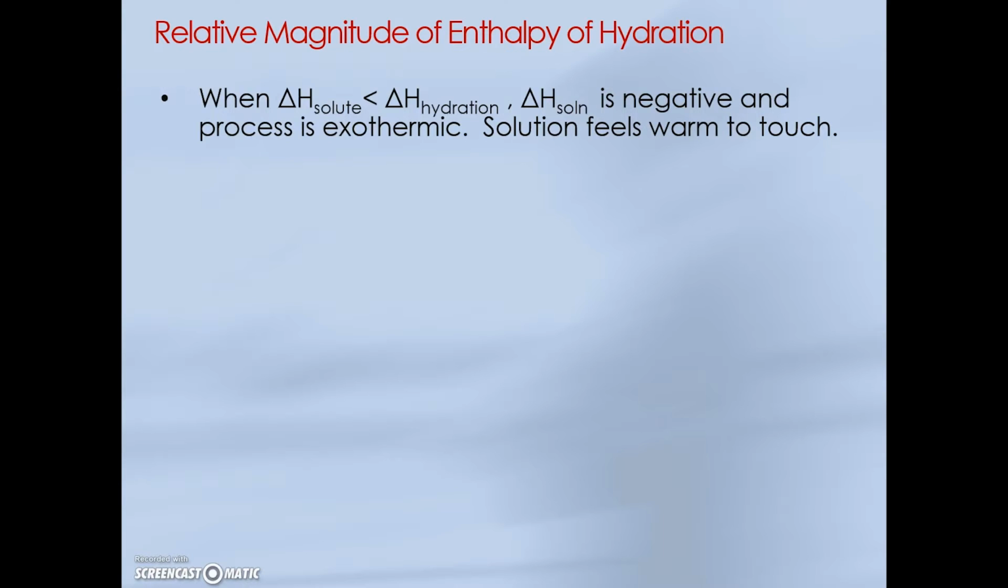When the enthalpy of solute is less than the enthalpy of hydration, that means delta H1 is less than delta H2 and delta H3 added together, the enthalpy of solution is negative, the process is exothermic, and the solution feels warm to touch, such as the dissolving of sodium hydroxide in water. Enthalpy of solution is negative 57.56 kilojoules per mole.